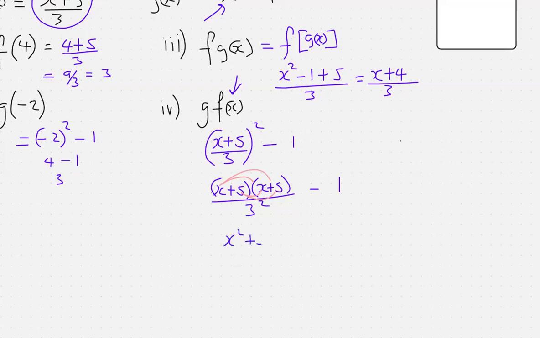So look, you go first with first. Then you go first with second. Then you go second with first. Then you go second with second. And that's going to be all over 9 minus 1.